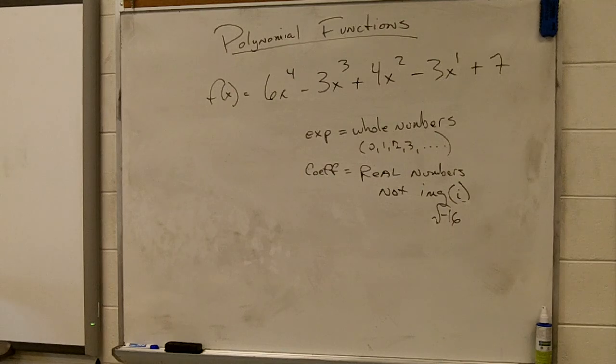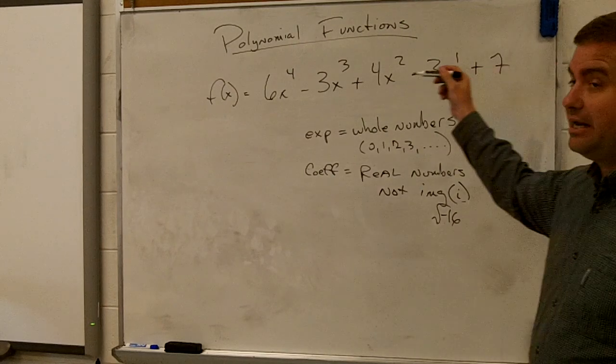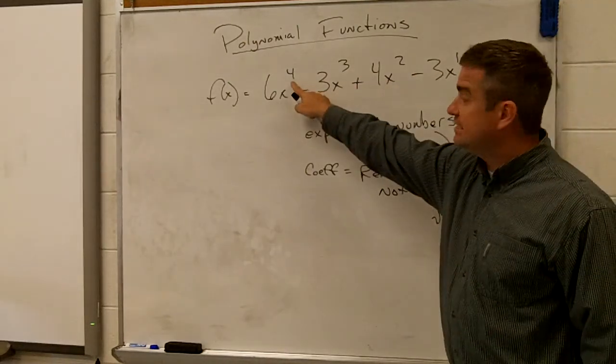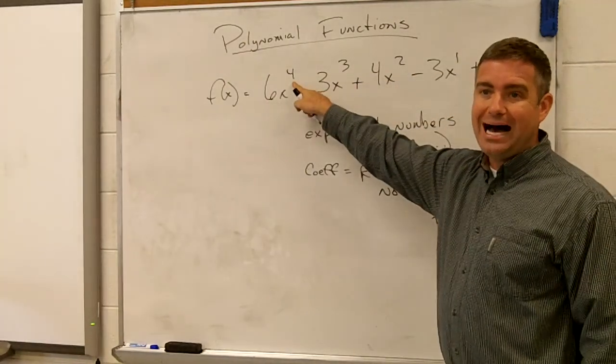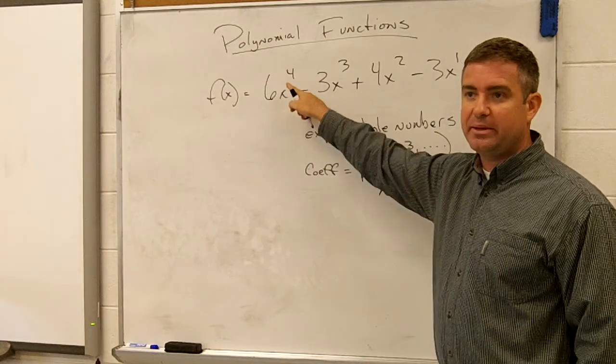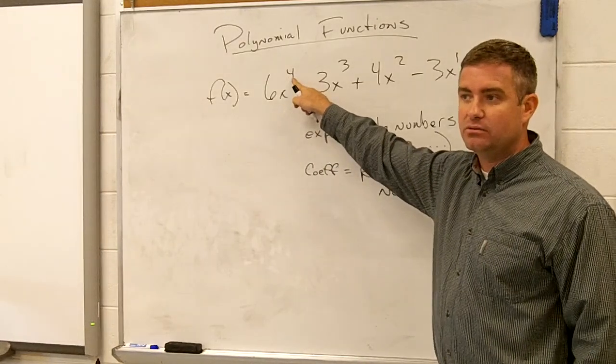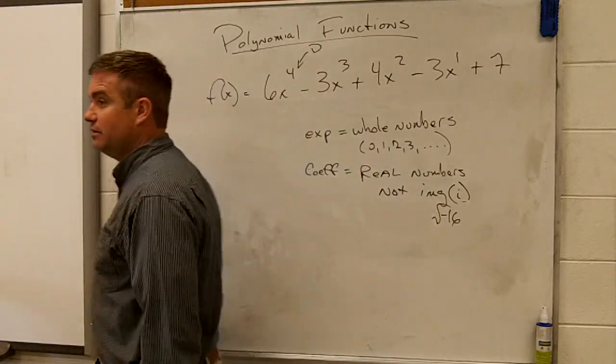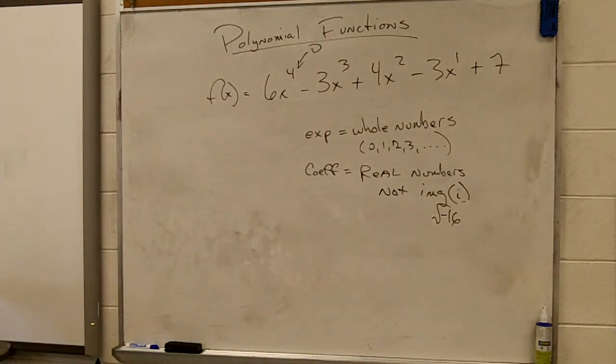All right. So here's a polynomial function. We're back to this example. This is the degree. Why? Not because it's first, but because it's the largest value. Okay? This is the degree. Write that down. The degree is 4 in this example because it is the highest value exponent.